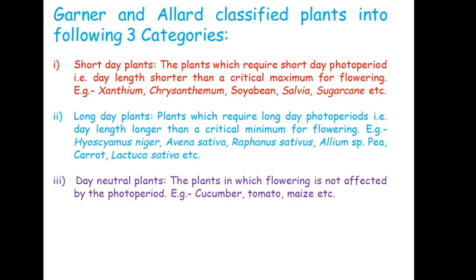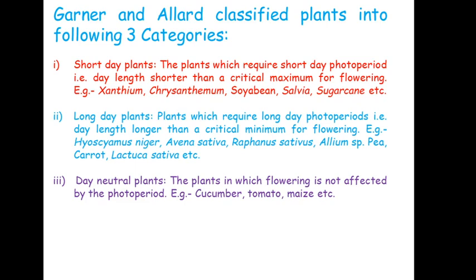Okay, now let us go to the next category, long day plants. Here also the definition is almost the same. The plants which require long day photoperiod in order to flower are known as long day plants. As for example, you see henbane, Hyoscyamus niger, Avena sativa, oats, Raphanus sativus, radish, Allium species like onion, garlic, all those. Then Pisum sativum, garden pea, carrot, Daucus carota, then Lactuca sativa, lettuce, etc.